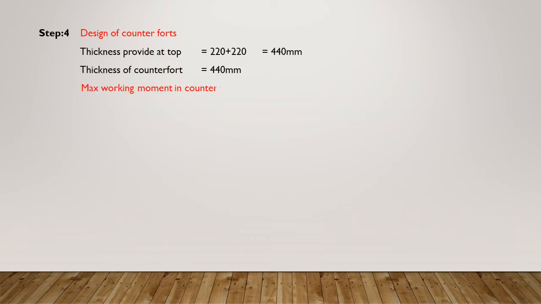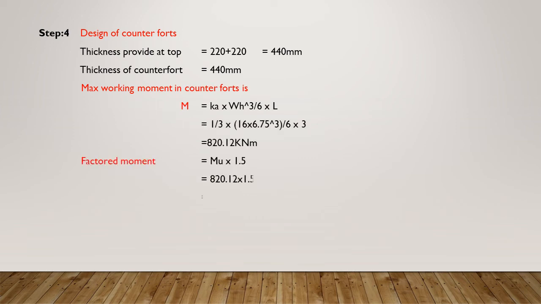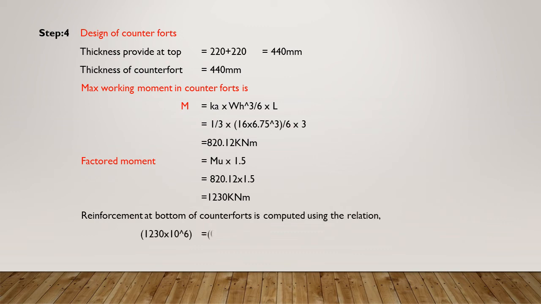The next step, number 4, design of counterfort. So thickness provided at the top is 220 plus 220, which is equal to 440 mm. So thickness of counterfort is equal to 440 mm. The maximum working moment in the counterfort, we know the moment formula, M is equal to ka into w h cube by 6 into l. So we know all the values, so apply that directly and you get the moment value.